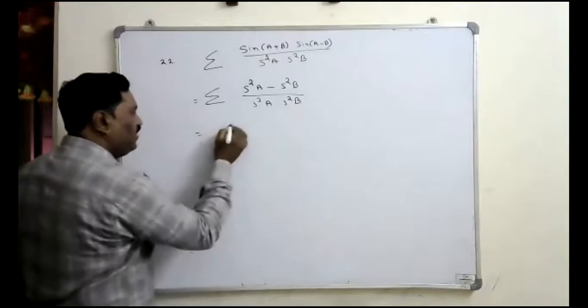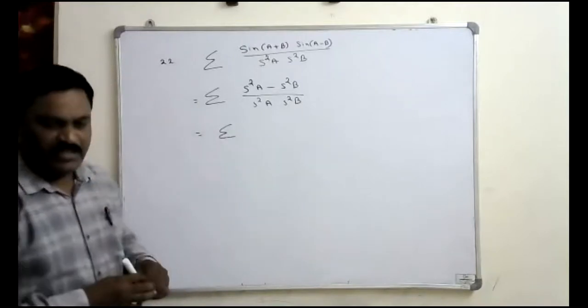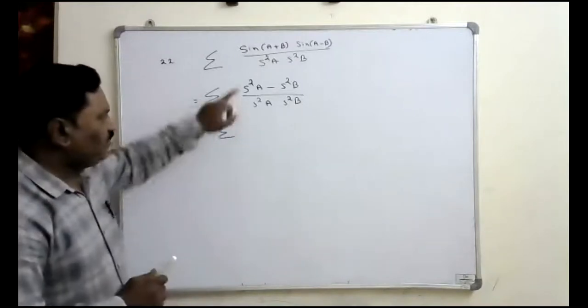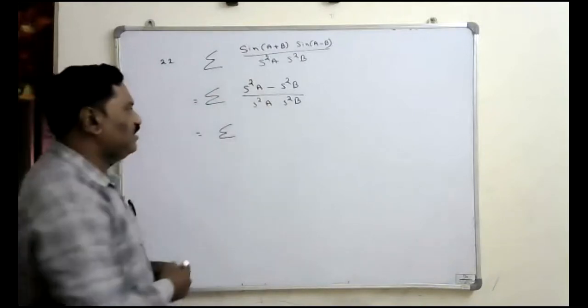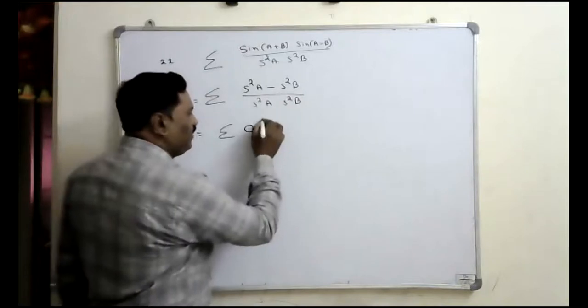Then it is sigma. Now split the terms. If we split the term, sin square A is getting cancelled, meaning it is 1 by sin square B, which is cosec square B.